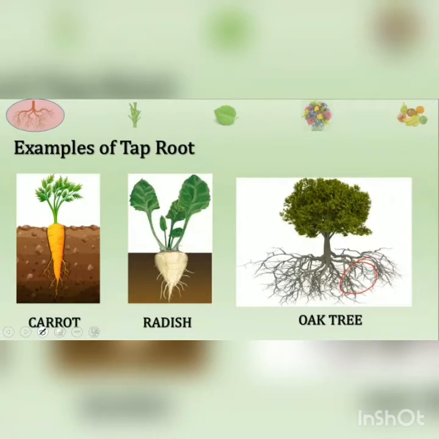Means children, these are the secondary roots as I showed, and this is a primary root. So these secondary roots are there for getting the nutrients from the soil, and the primary root is for the support of the plant as it grows higher and higher. Understood children? These are the examples of taproot.